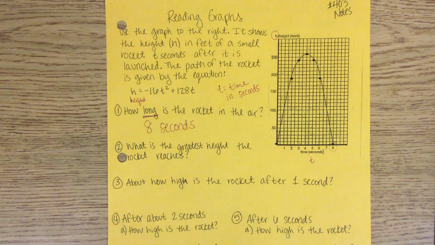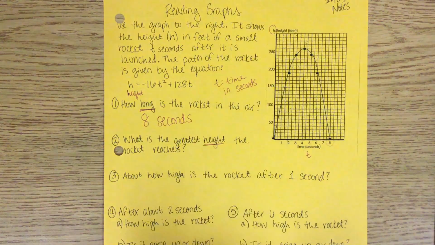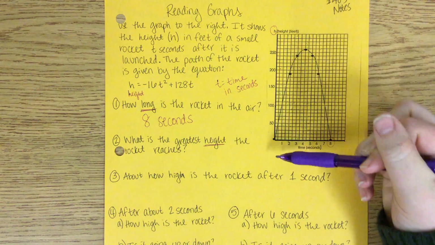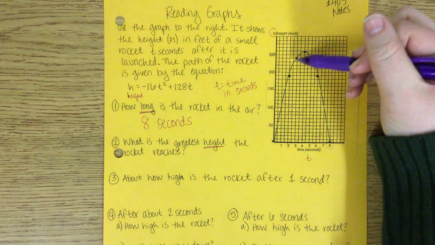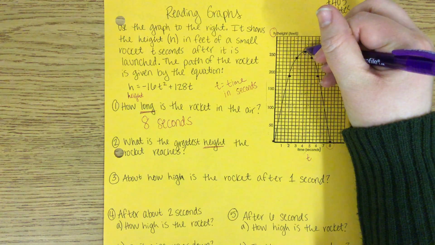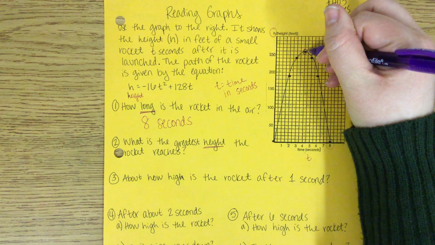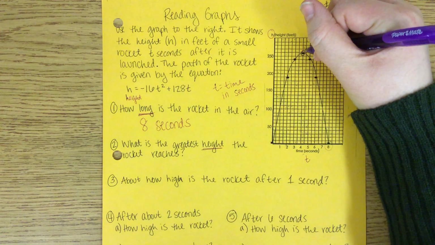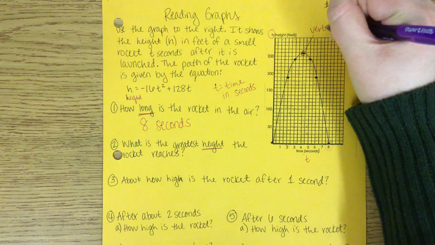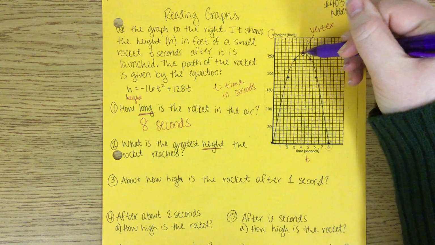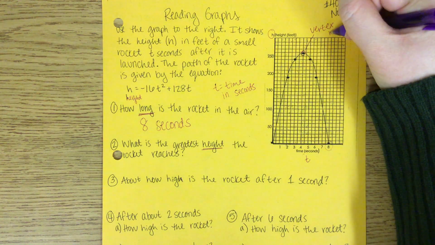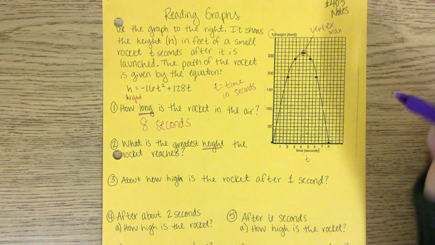Question 2, what is the greatest height the rocket reaches? Okay, so height. Now I'm looking at my y-axis. I'm going to follow my graph up. This is my tallest point. Remember, this is your vertex. This is also your maximum or minimum. In our case, because our graph comes up and goes back down, this is a max, or a maximum.